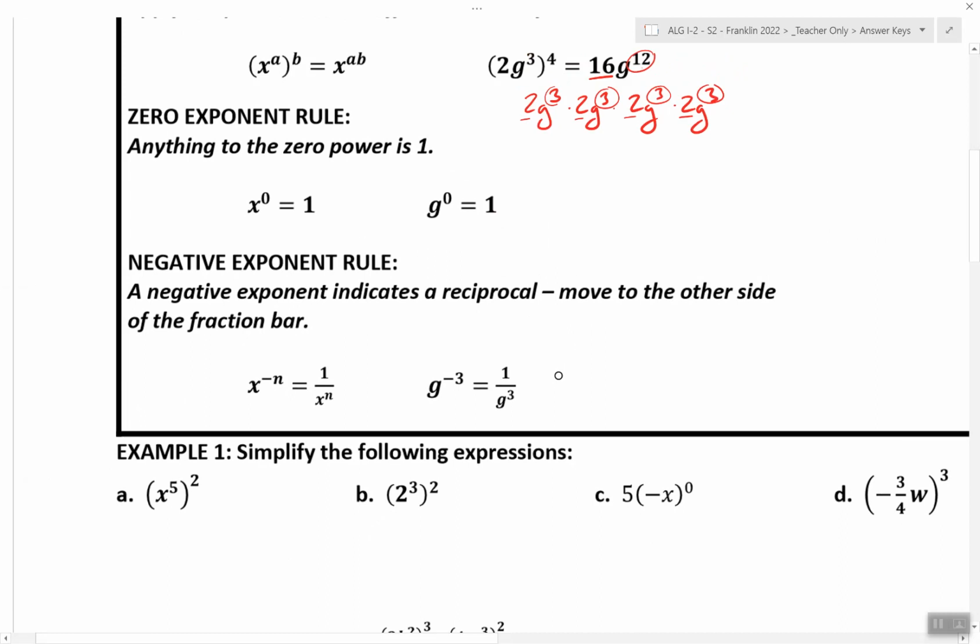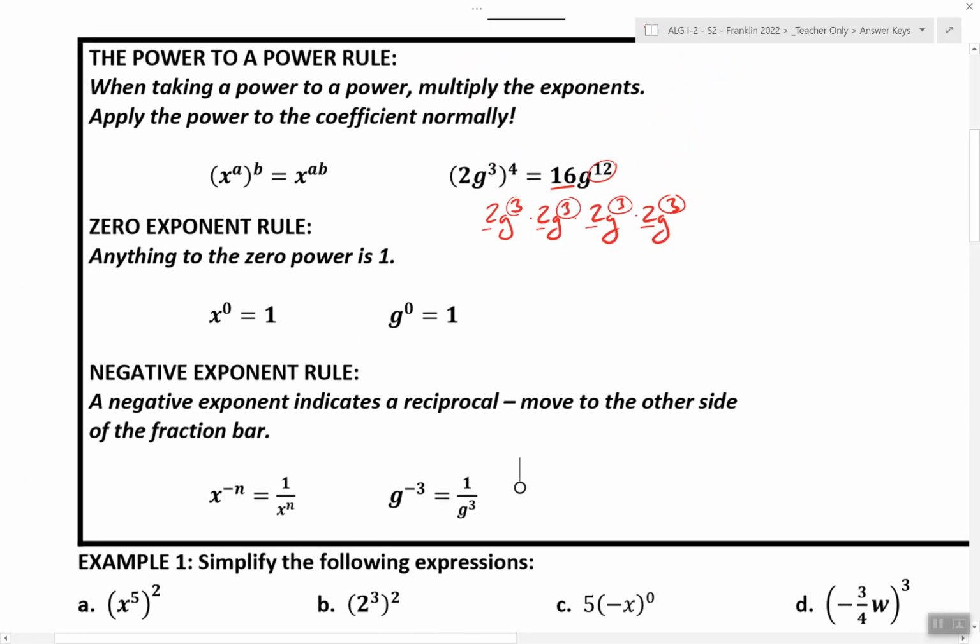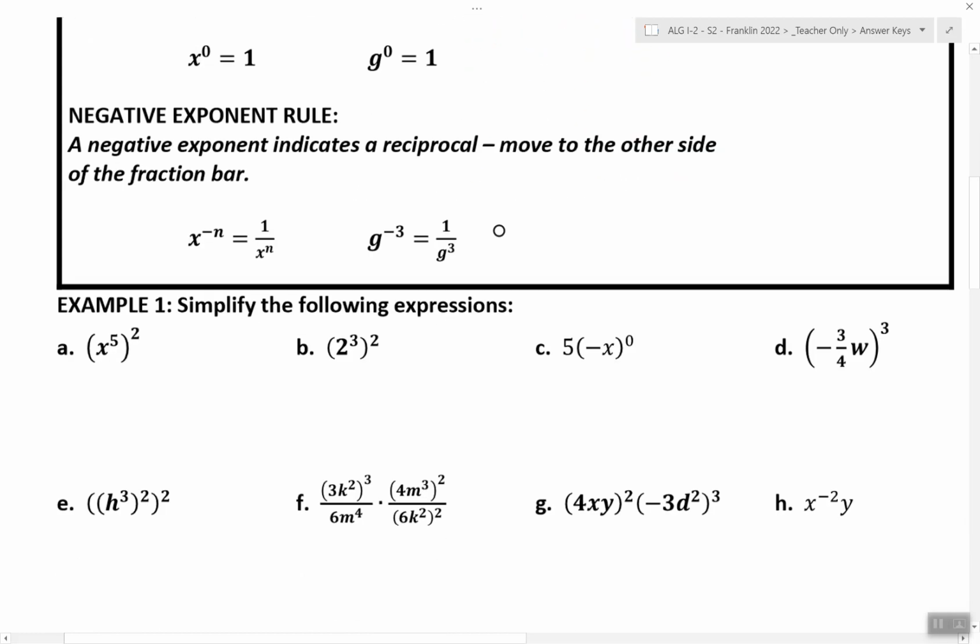Now these are all in addition to the multiplication and division rules that we learned in the previous notes. So the product and quotient rules are still in effect, and along with those, watch out for the power to a power rule, zero exponent rule, and negative exponent rule. Let's do some practice here.